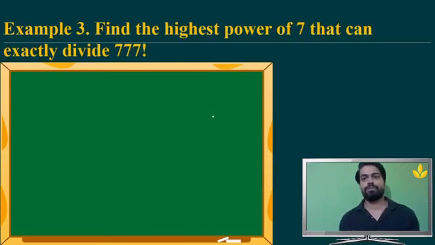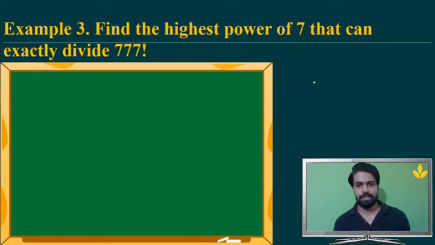Find the highest power of 7 that can exactly divide 777 factorial. So 777, I have to divide by 7. I can go for 111 because 7 is a prime number. We cannot split it into any other numbers, but for 10 we did it as 2 into 5, whereas this is directly a prime number. So 7, how many times can we think about?